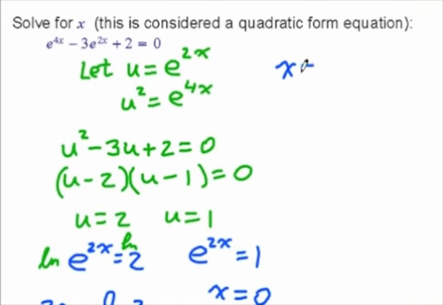x is equal to 0 and ln 2 over 2, and I really should check them. So let's start with 0. If this is 0, this would be 1 minus 3, which would make it negative 2. Negative 2 plus 2 is 0. So 0 is definitely a solution.